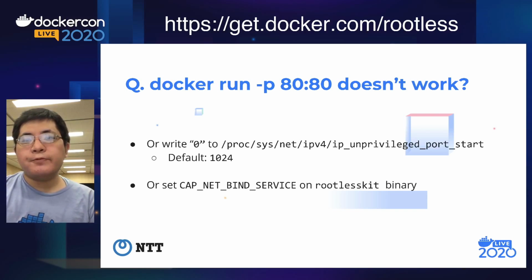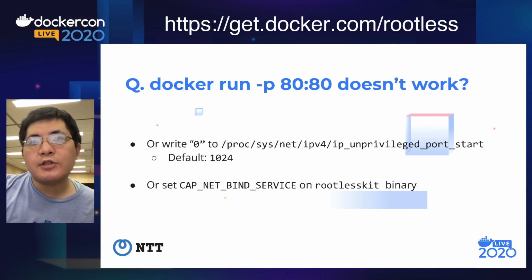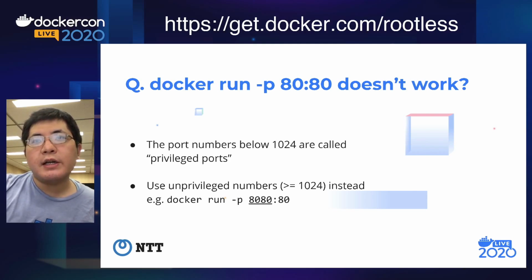But if you really need to expose privileged ports, you can do that by adjusting the sysctl value /proc/sys/net/ipv4/ip_unprivileged_port_start, or by setting the cap_net_bind_service capability on a binary called rootlesskit. This is a slightly advanced topic, so basically it's better to specify an unprivileged port number such as 8080.